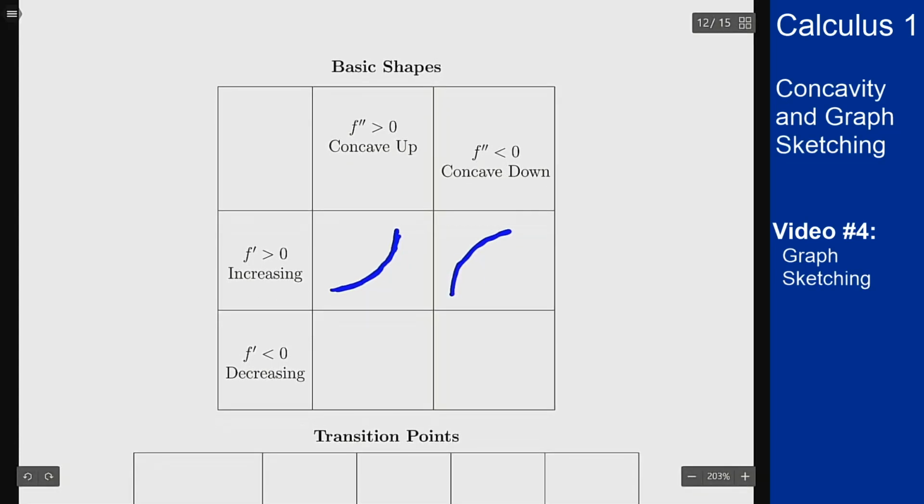Now if I'm decreasing and concave up, that's the other half of x squared. It looks something like that: decreasing, falling down, and concave up, bending upwards. And decreasing and concave down is that sort of shape.